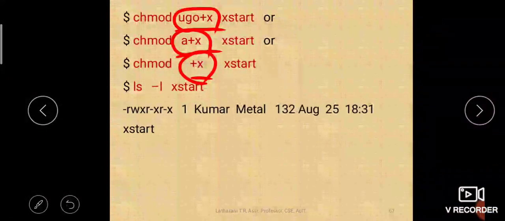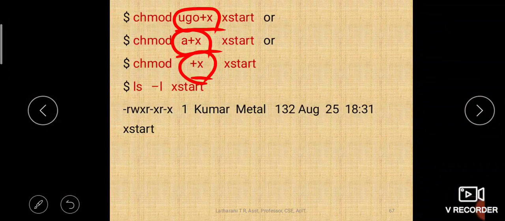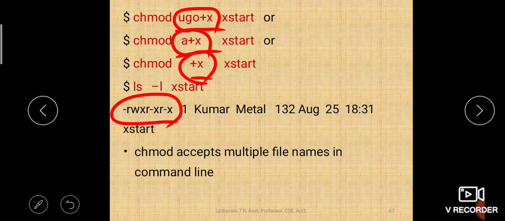Now if you say ls -l, then see, for all of them execution permissions are added. For all categories of users, execution permission is added.